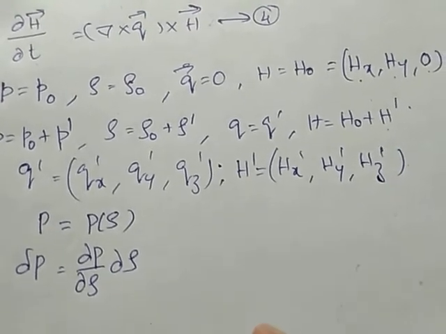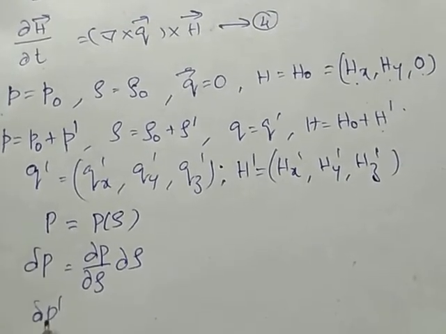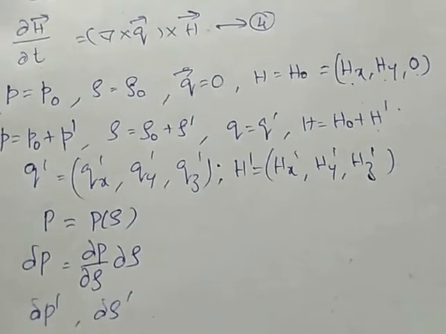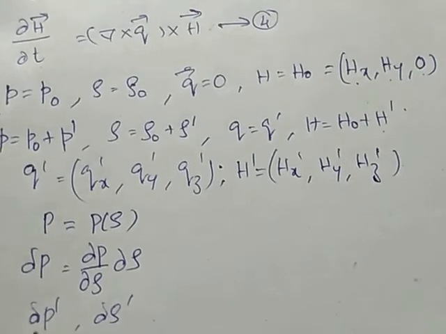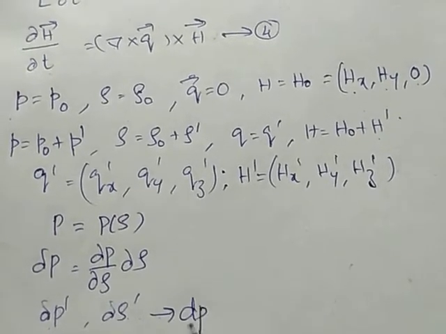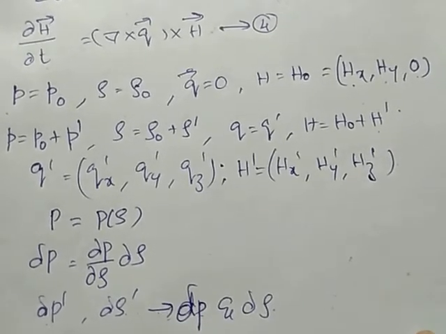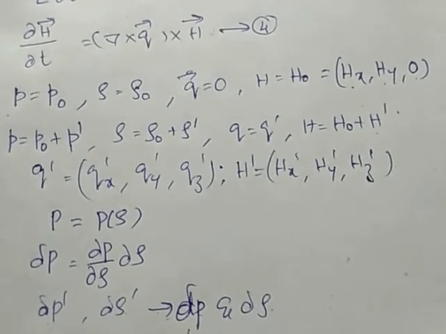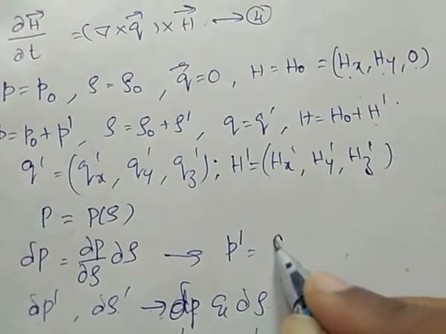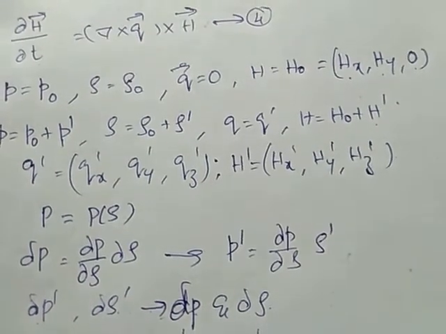Also, the small changes del P and del rho are very small, so we can replace them by P dash and rho dash. Therefore, we will have P dash equal to dou P by dou rho into rho dash.